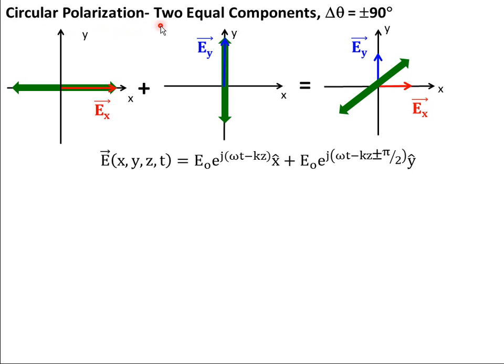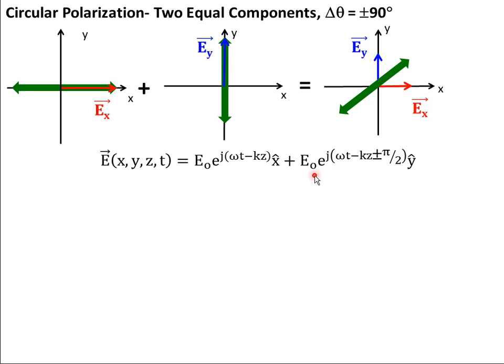Here we have two equal components that have a 90-degree phase shift between them. There's some phase difference delta theta that's either plus or minus 90 degrees. So how does this work? Essentially, we have some x component of the field, and we just sum, that's superposition, with a y component, and the overall field is going to be the x component plus the y component, so we might expect it to be linearly polarized at 45 degrees.